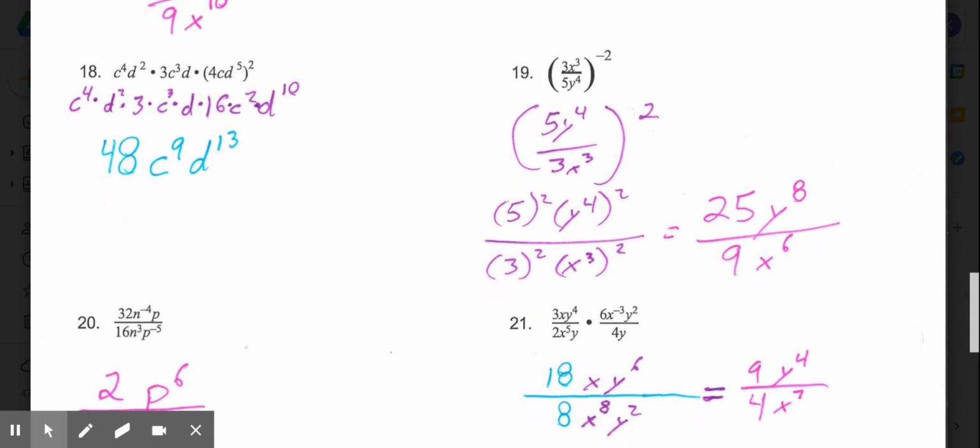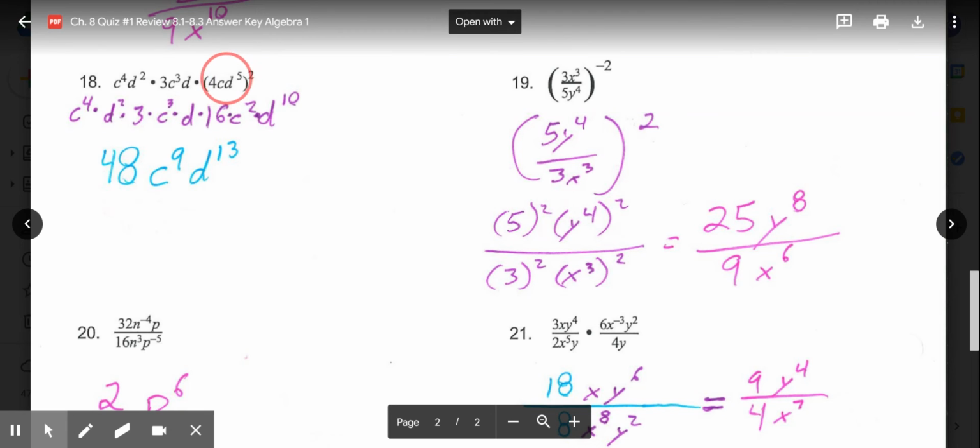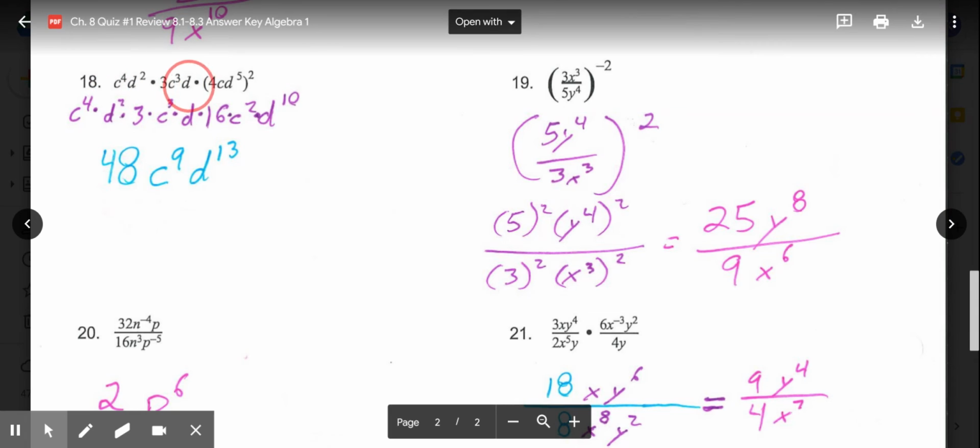Now with 18 and 19, 18, we first need to take care of the exponent at the end of all of this multiplication. So I'm going to deal with that first. So 4 squared gives me 16. C squared is just c to the second power. D to the fifth squared would be d to the 10th. So now if I bring down what I haven't used, we have this whole big long piece of multiplication.